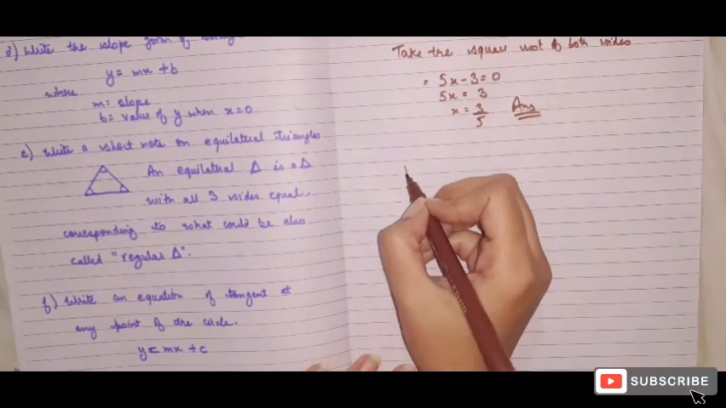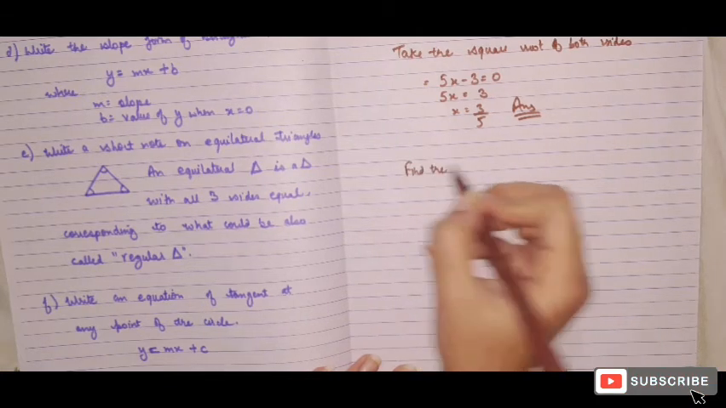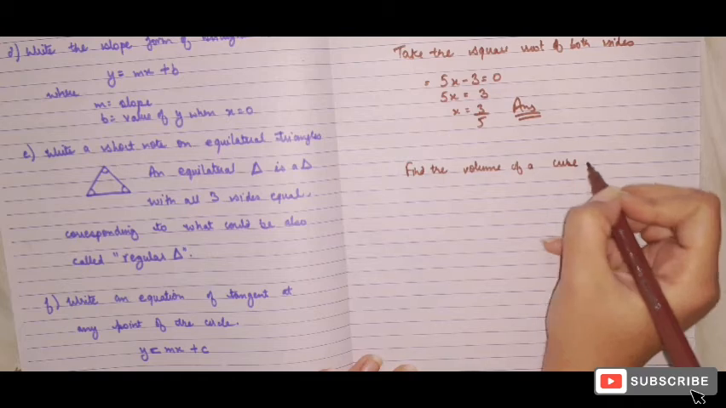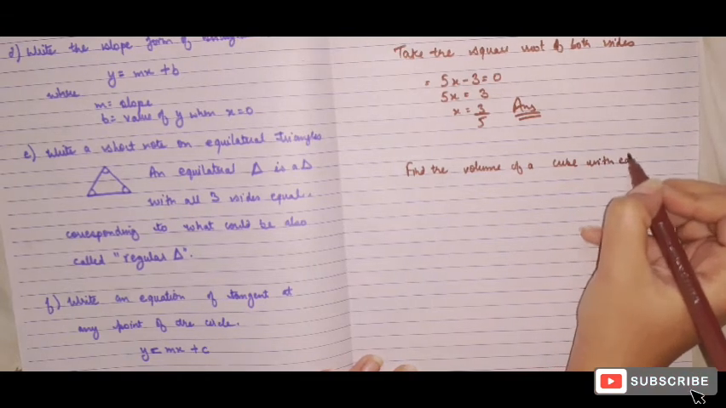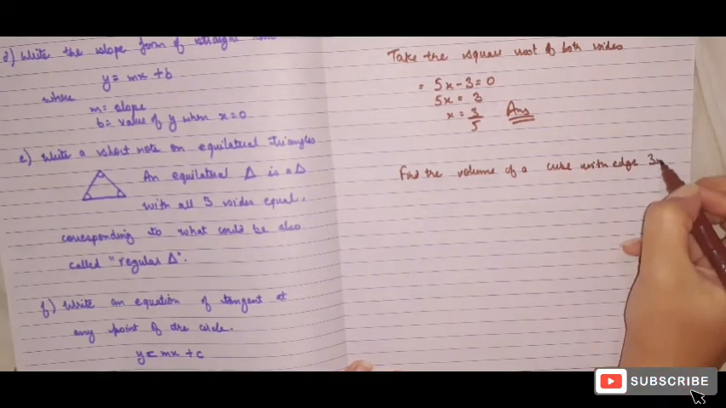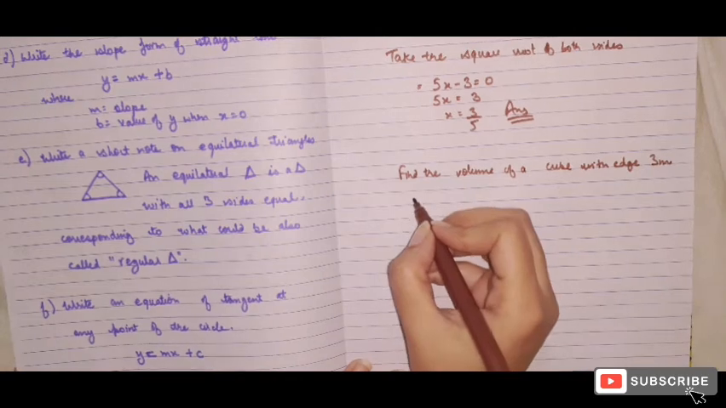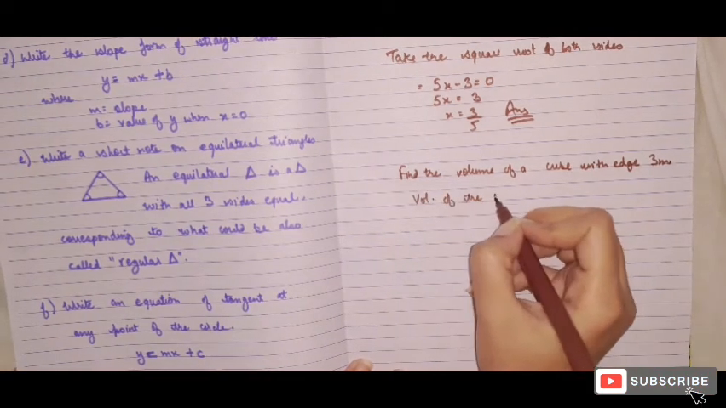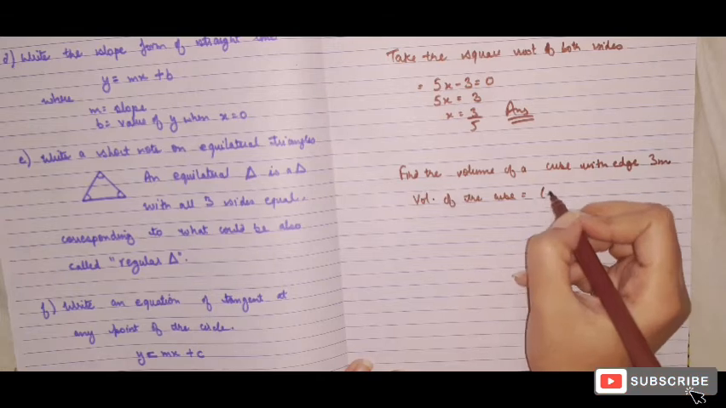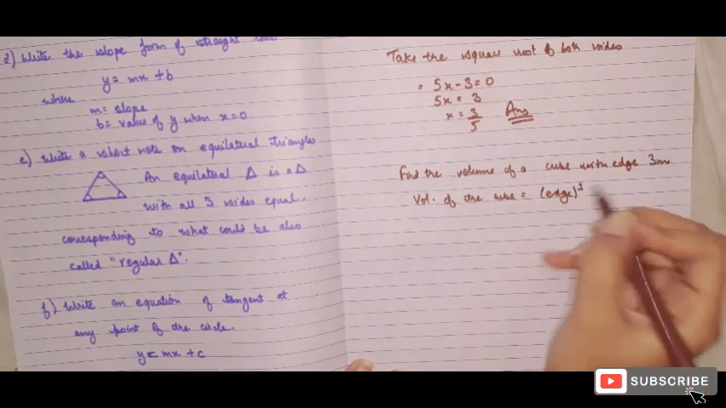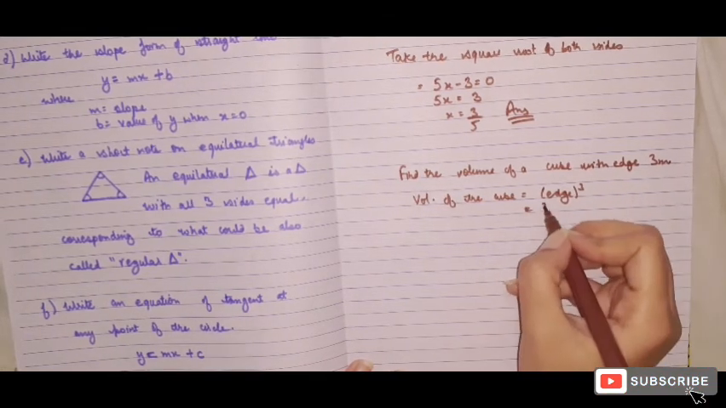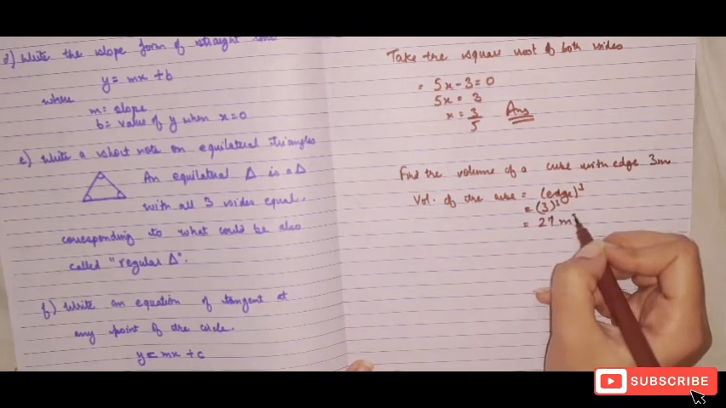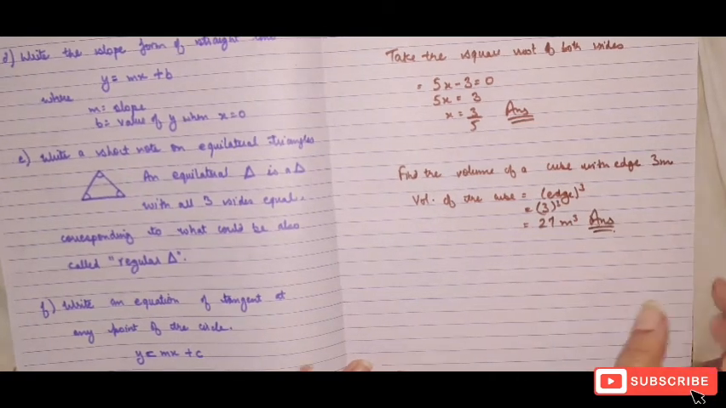Now we have to find the volume of a cube with edge 3 meter. What is the formula of volume of the cube? It is equal to edge cube. Edge here is 3 meter, so we get 3 cube equals 27 meter cube, which is the answer.